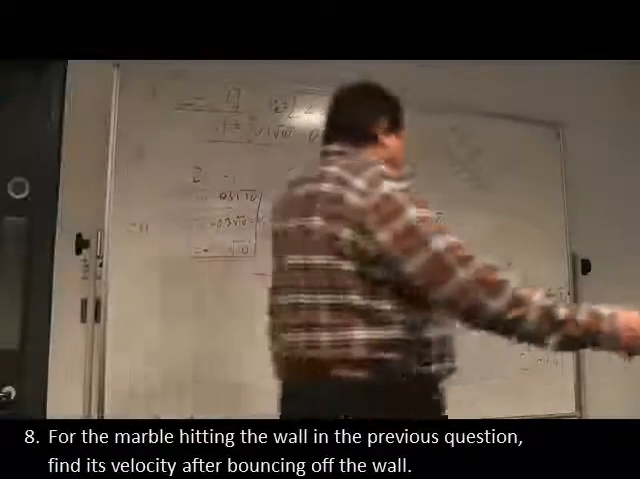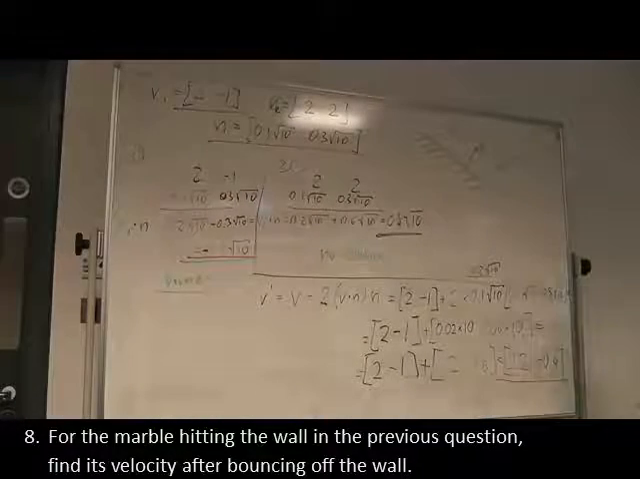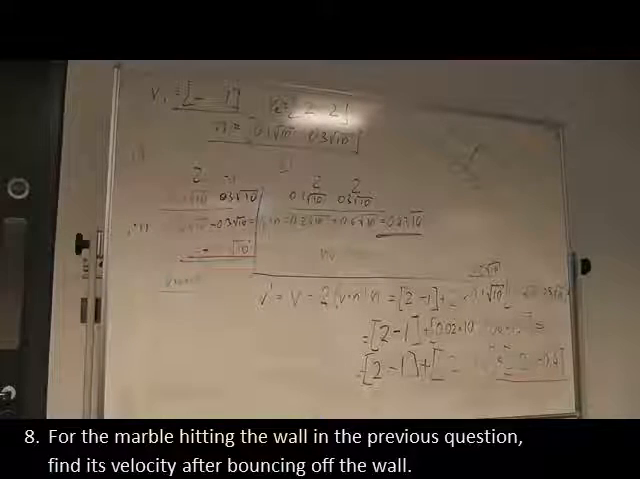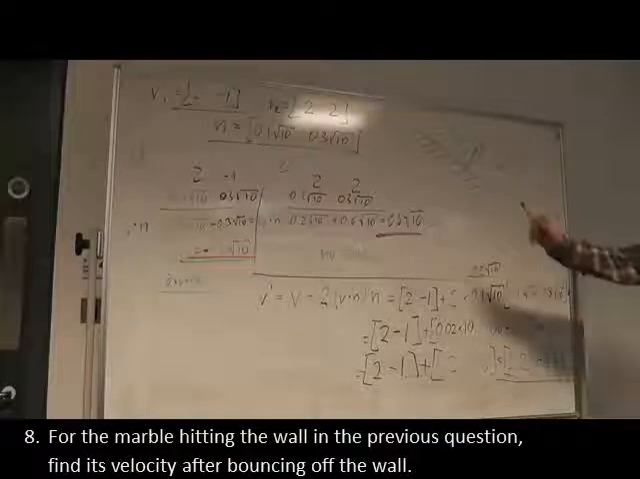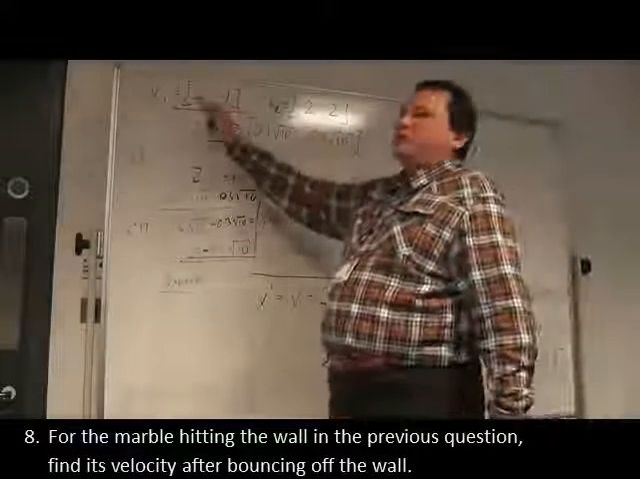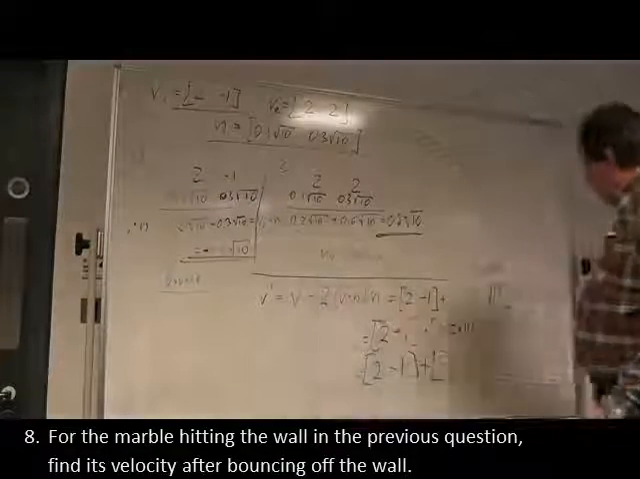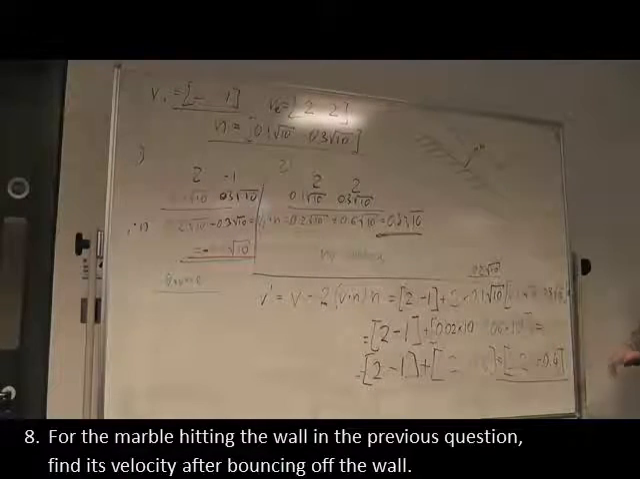This is the final answer for this question. So this is the velocity after the bounce. And this is the velocity before the bounce. Before it was 2, minus 1, after it's 2.2, minus 0.4.